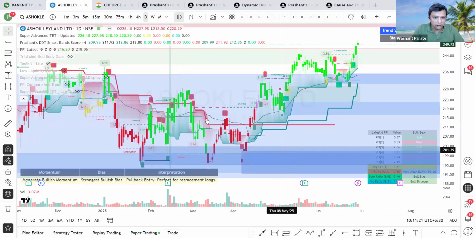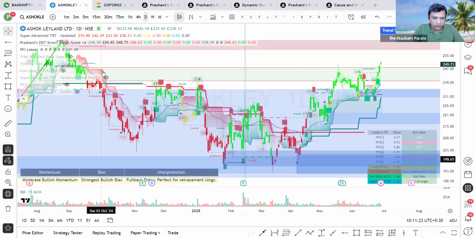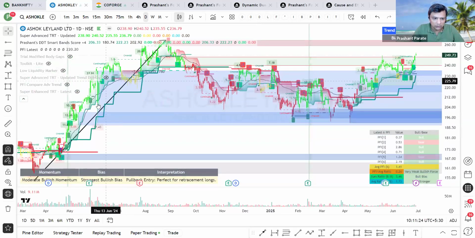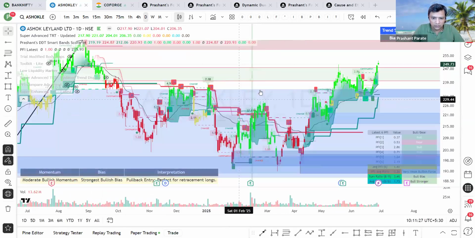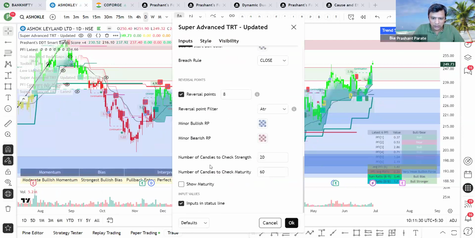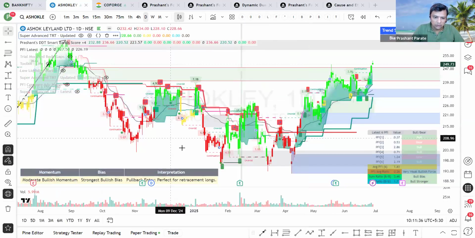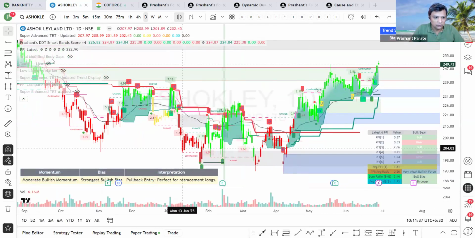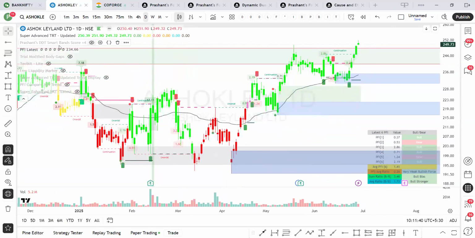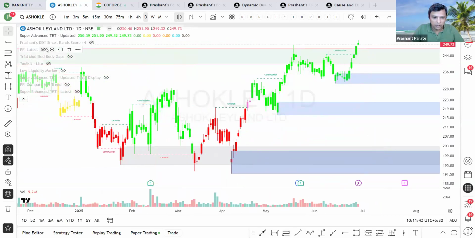So Ashok Leyland, there is this very big candle at, I think, election day. And whenever there are such candles, it becomes difficult to do analysis. So we can reduce number of zones. But one thing at a time.